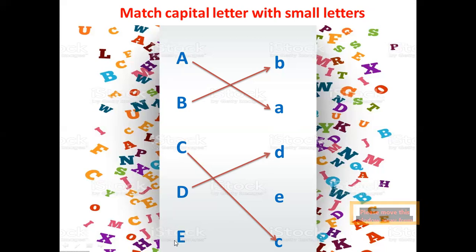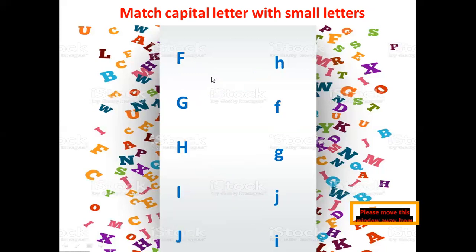Now this is the letter E. Where is the small e? There is the small e. Understood? How you will match? You will check the left side, and then you will go to the right side and you will match the same letter. Understood? Now after E, our next letter is F, G, H, I, and J.